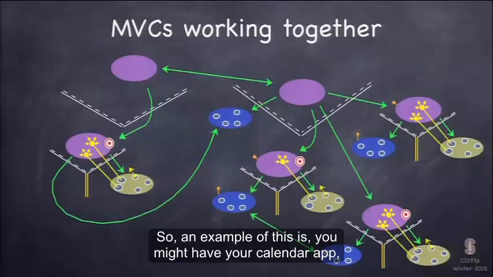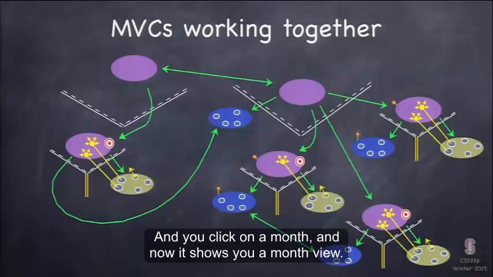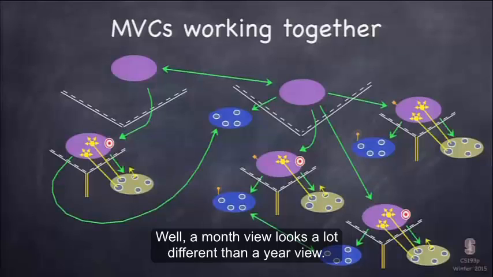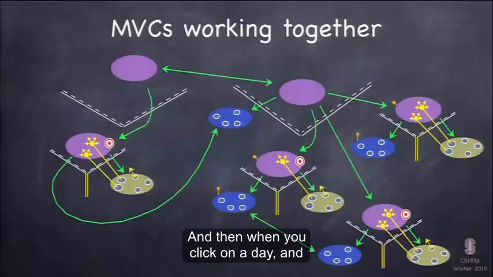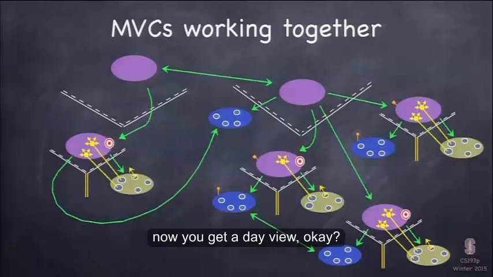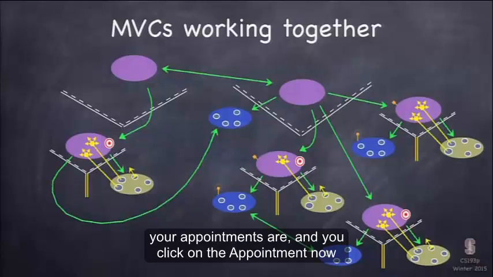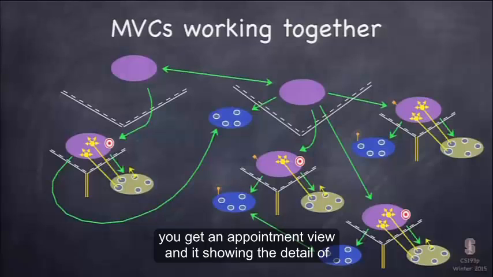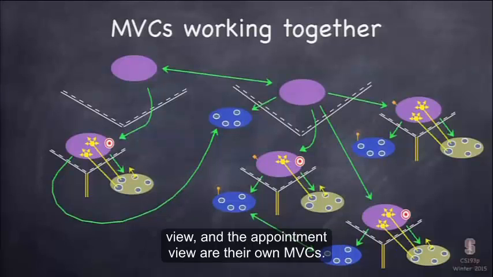So an example of this is you might have your calendar app, and it's showing you the entire year. And you click on a month, and now it shows you a month view. Well, a month view looks a lot different than a year view. A month view just has all the days and maybe some circle that tells you where you have an appointment on a day. And then maybe you click on a day, and now you get a day view. Okay? And the day is showing you the hours and what all your appointments are, and you click on an appointment, now you get an appointment view, and it's showing the detail of where you're going and when it is, etc. Okay? Well, each of those views, the year view, the month view, the day view, and the appointment view are their own MVCs.